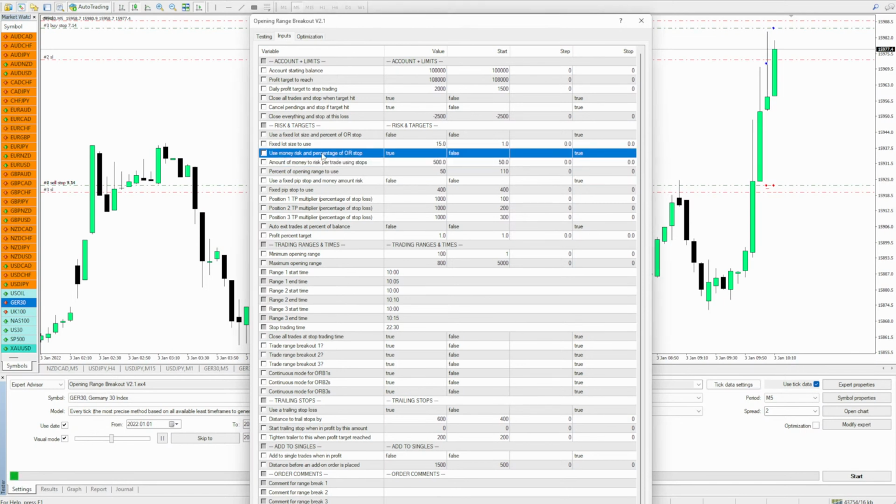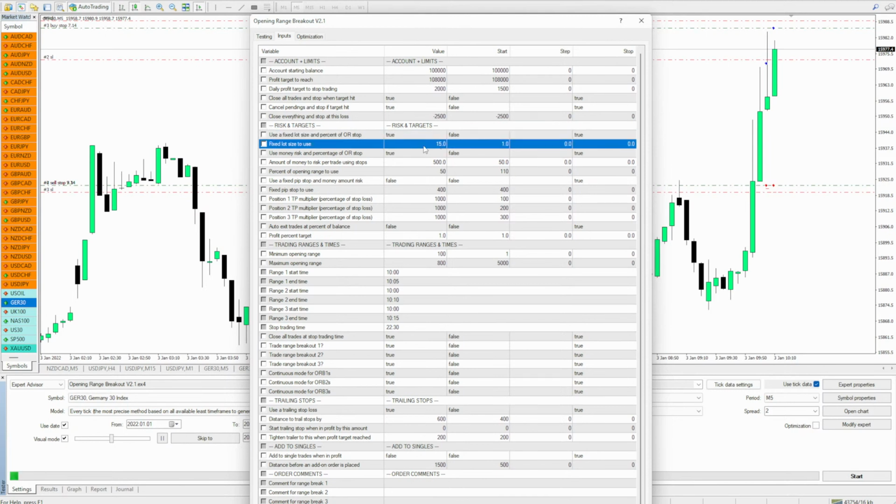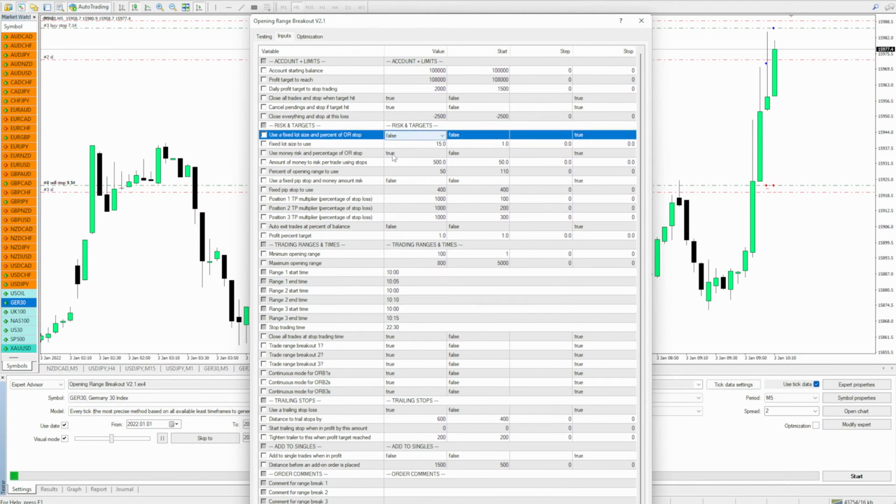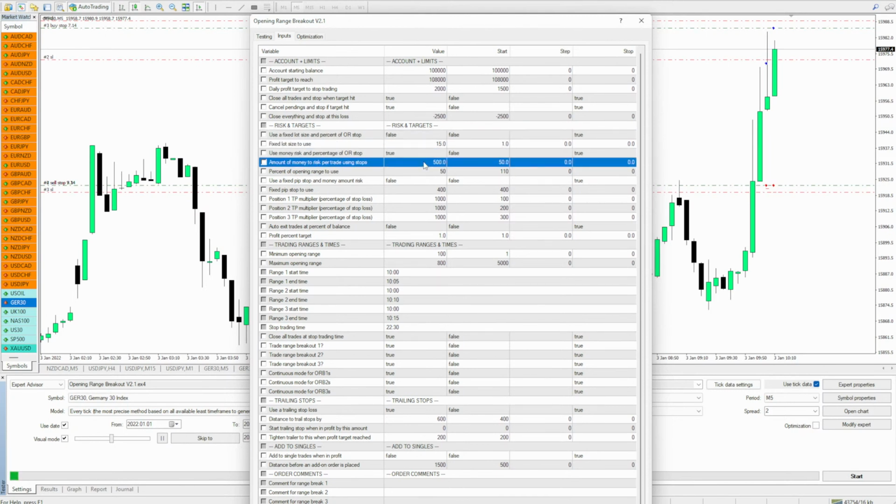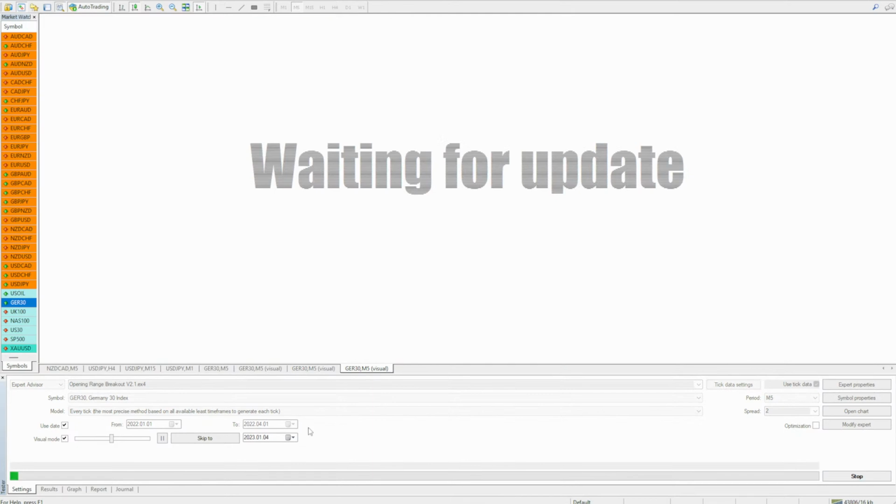Use money and opening range. This does the same as this one. If you set that to true, it will trade a risk amount, and it will automatically calculate the lot size for you. So I'm risking $500, and as you can see, it's gone in with 9.13 or something down there. I can't quite read it. Let's run it again.